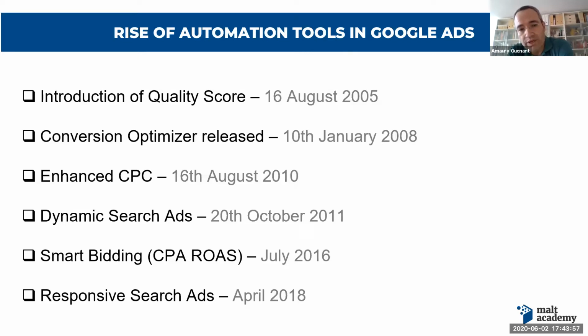Then, okay, Enhanced CPC was launched in 2010. And for this one, I have to admit that it was much better, and Enhanced CPC is still there. And I would still advise you to use it if you don't want to move to automated bidding. It's still the best way, I think, to do manual bidding.